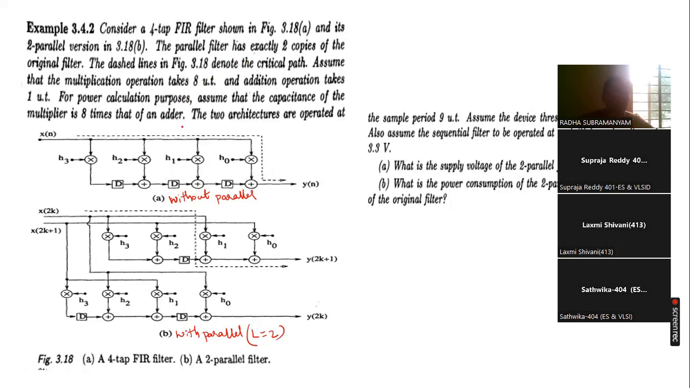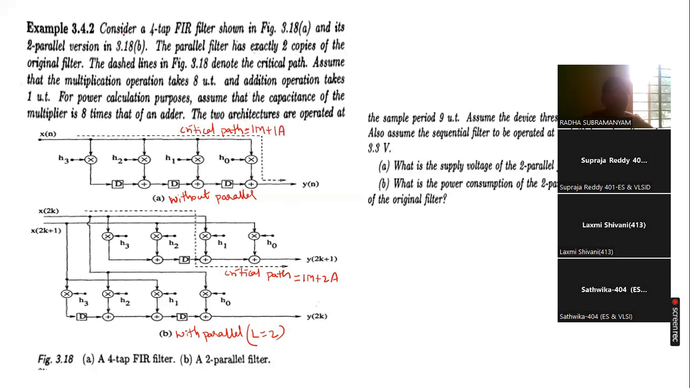Dotted lines is the critical path. In both the diagrams, the dotted line is given. This is the critical path to reach the output. In the first diagram, we have one adder and one multiplier only. In the second diagram, see the dotted line, we have one multiplier and two adders. In the first diagram, it is one multiplier plus one adder. This is the critical path.